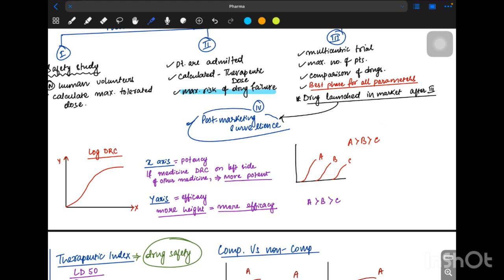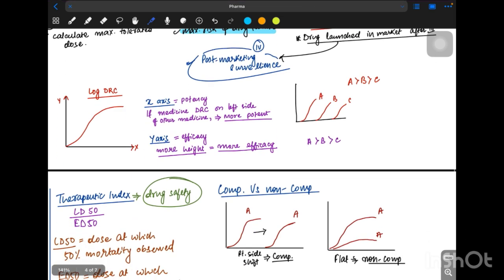Now y-axis represents efficacy of the drug. So more the height of the line, more the height of the graph, the more efficacy the drug has. Here you can find A has maximum height, so A is the most efficacious, B is less than A, B is less efficacious. So accordingly we can plot.